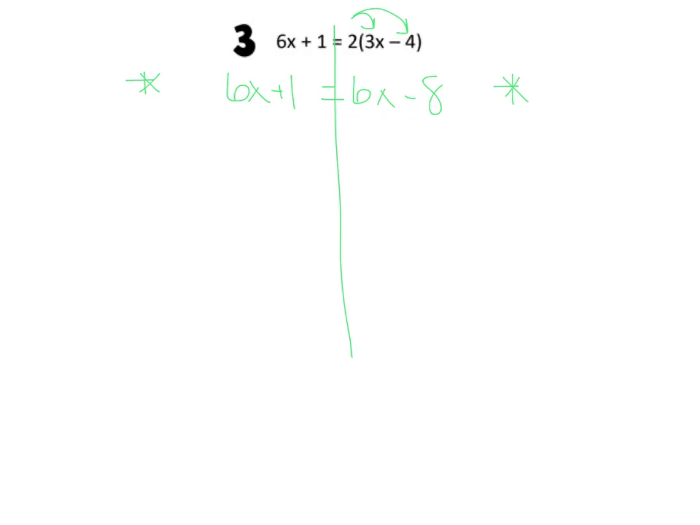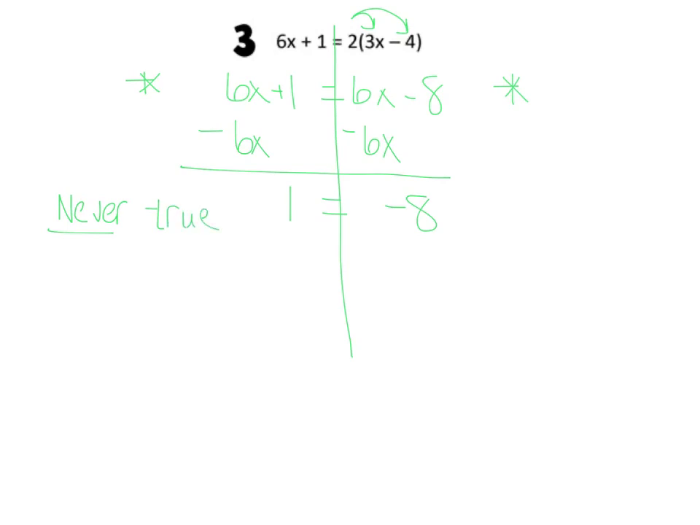But let's say we don't notice that, and I go, well, I've got my variable on both sides, so I'm going to subtract 6x from both sides. Oh, look, my variable goes away, and I get 1 equals negative 8. Well, how often does 1 equal negative 8? This is never true, right? This is a false statement.